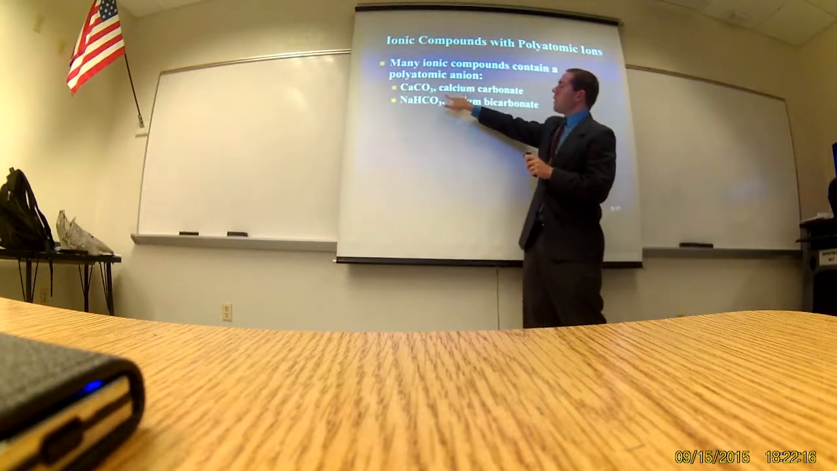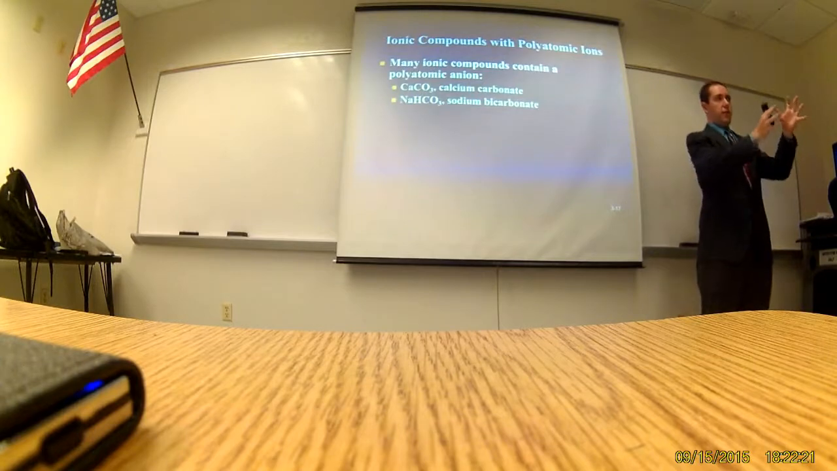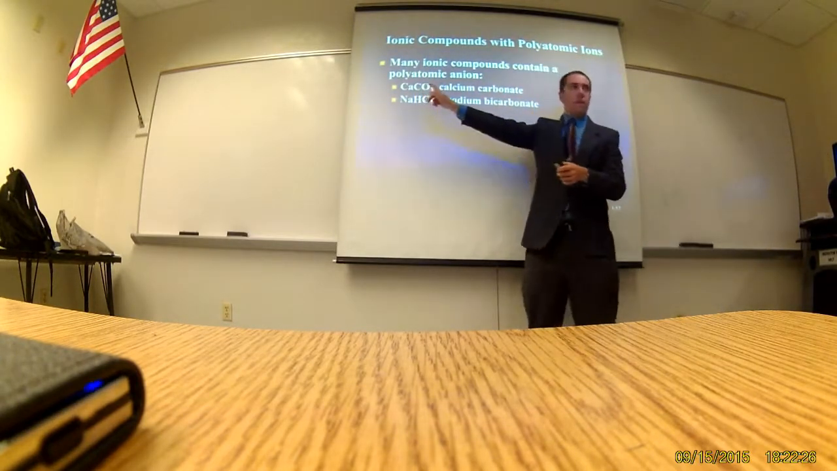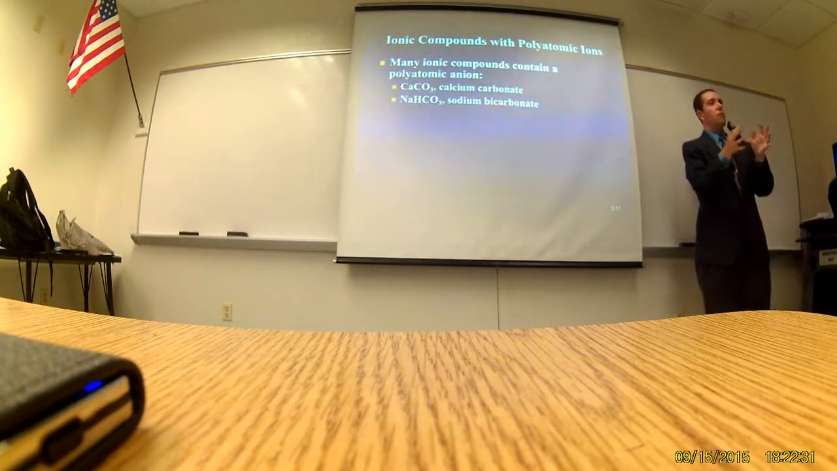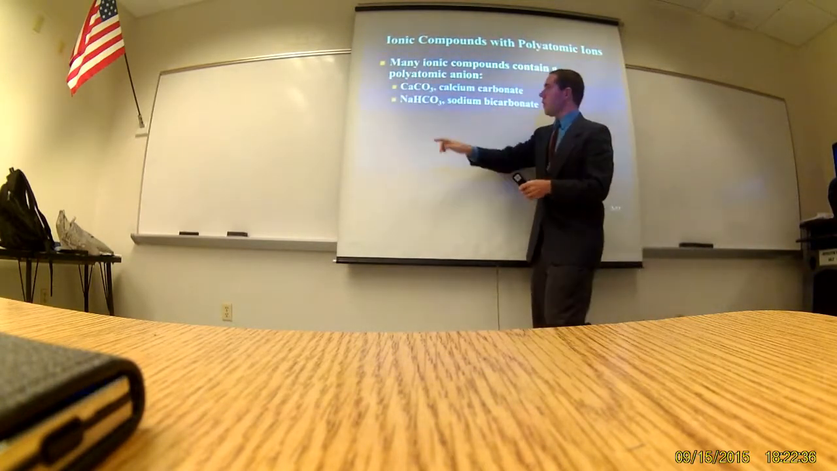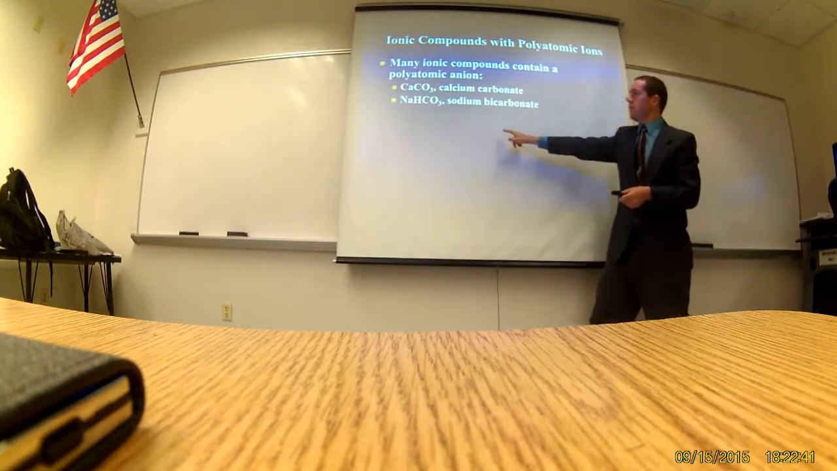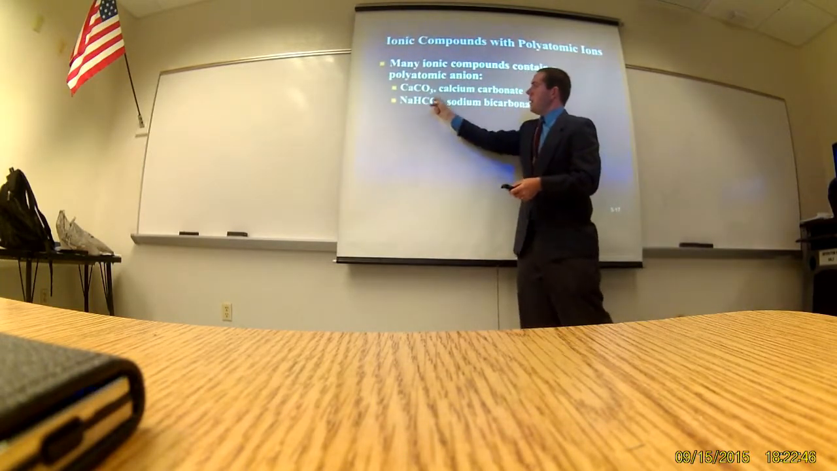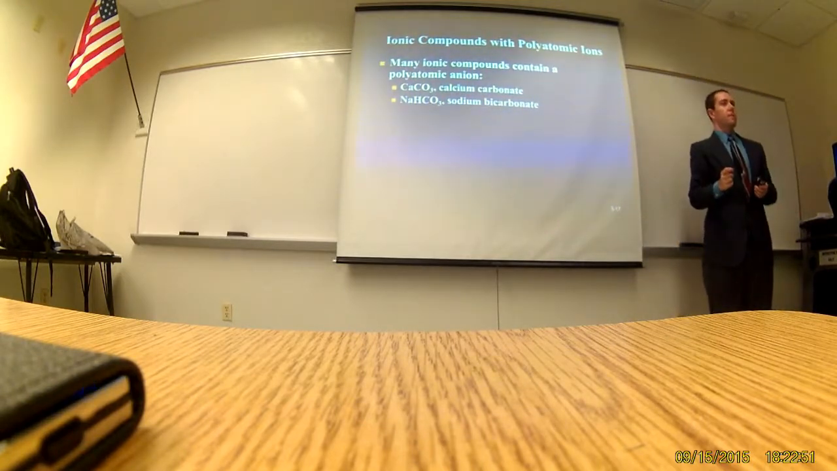Well, let's look. What are the two ions in this compound? There's the calcium ion, and what's this one? It's carbonate. You don't have your ions memorized yet. If you look back, CO3 is carbonate. So we have calcium and carbonate, and we call that calcium carbonate. This is sodium bicarbonate. There's sodium, and that's bicarbonate. It's called sodium bicarbonate.